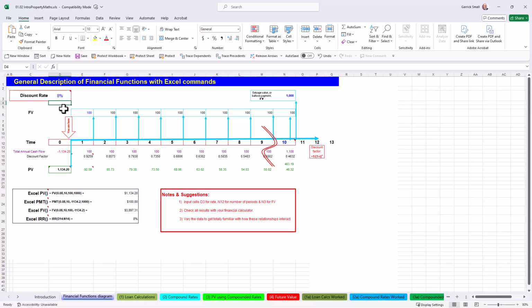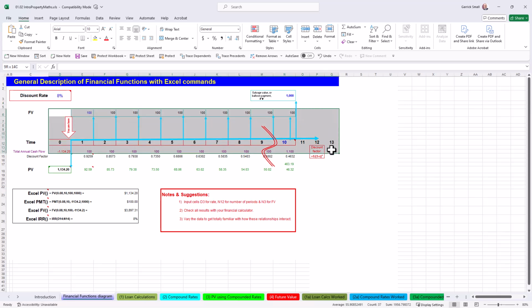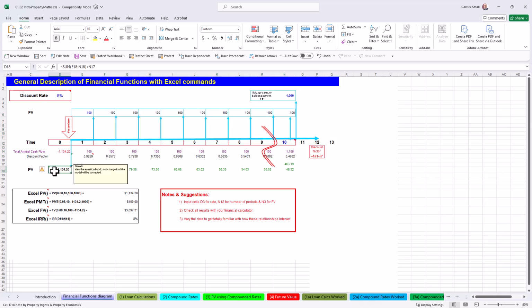And we find that all of this mathematical magic now produces a PV, a net present value, the sum here, of 1,134. So if I bought the property for $1,000, it means that I'm actually $134 better off than alternative investments if the best investment can earn 8%.